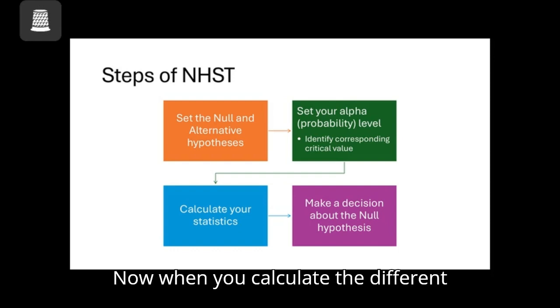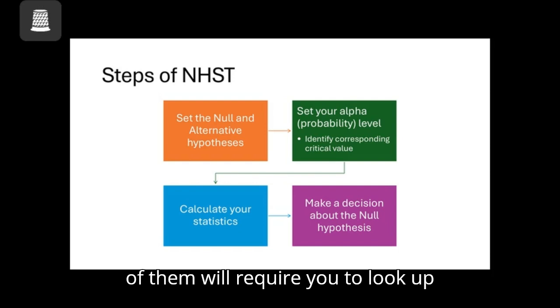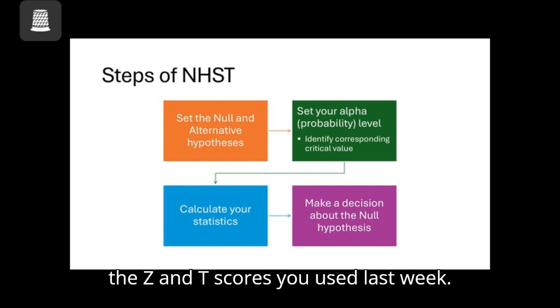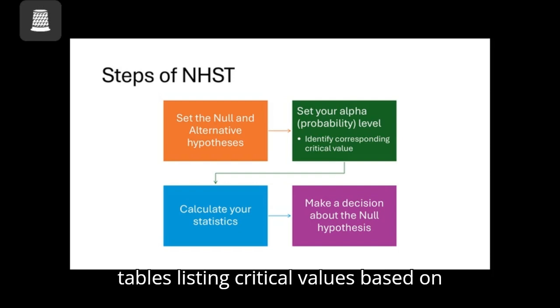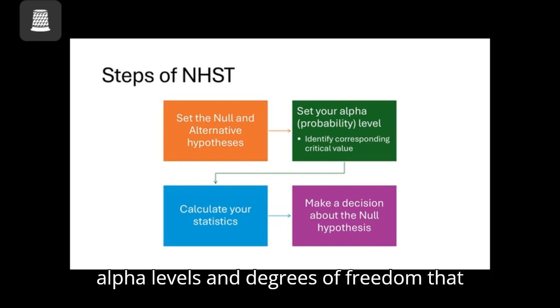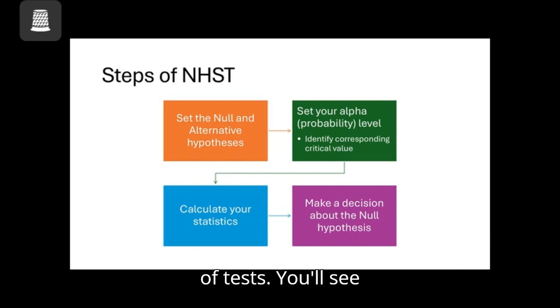Now, when you calculate the different types of statistics in this course, most of them will require you to look up what's called a critical value. Think of the Z and T scores you used last week. If you look back at Appendix C, you'll see that there are lots of different tables listing critical values based on alpha levels and degrees of freedom that you have to work with for different types of tests. So you'll see critical values for t-tests and for f-tests and for chi-square tests and things like that.